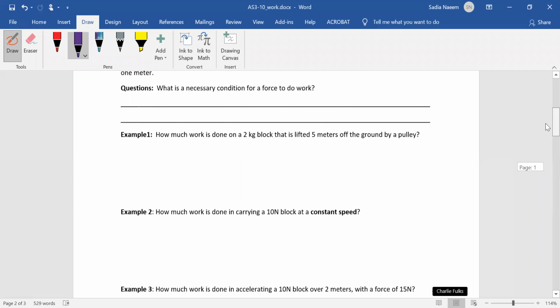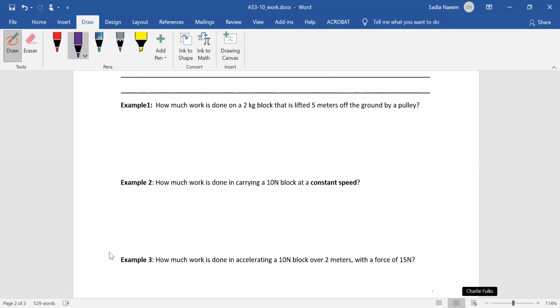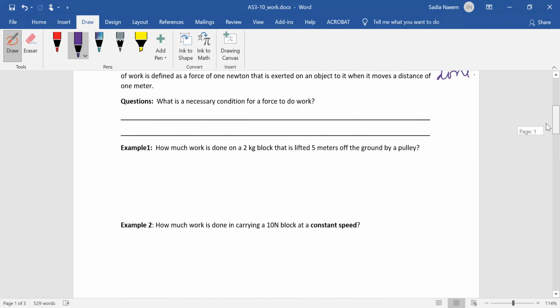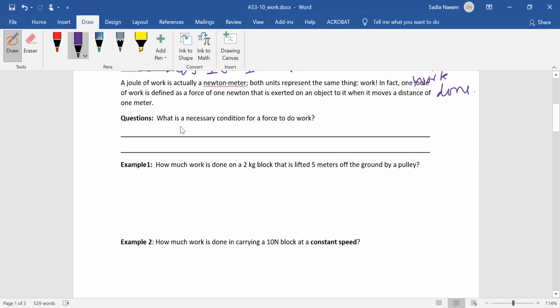If you were absent, since the recording didn't work, I can show you how to do that and you can follow me. Okay. So let me just do those examples quickly. First of all, it says, what's the necessary condition for a force to do work? The necessary condition is that the force is causing displacement, or the force is causing the object to move a distance.